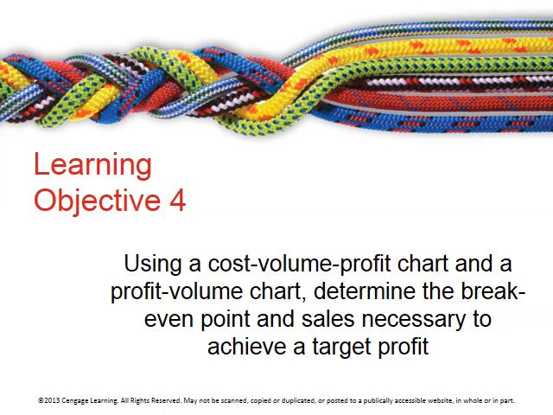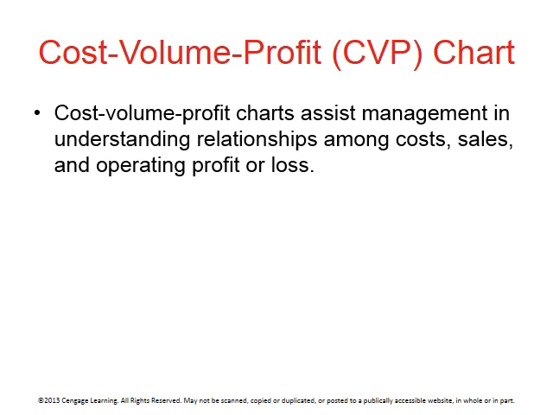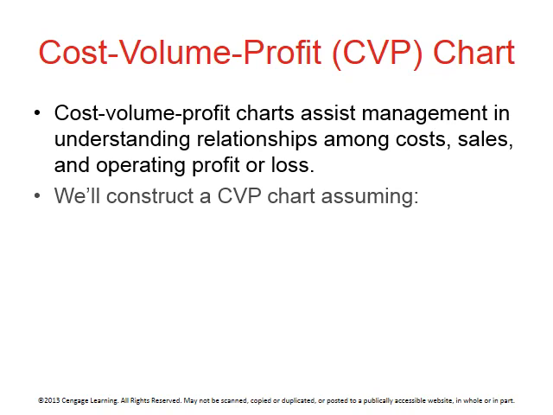Alright, so now we're going to look at some charts for the things we looked at in Objective. So let's look at a cost volume profit chart. Cost volume profit is to show the relationship between cost, sales, and then profit or loss. So we're going to take a look at a cost volume profit chart.